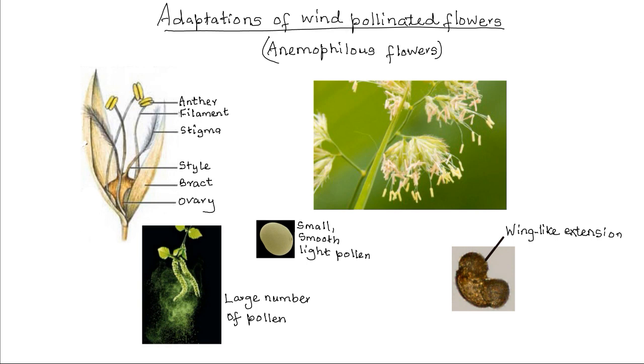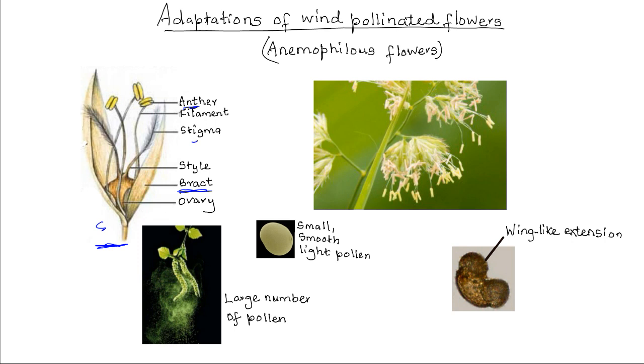First, wind-pollinated flowers have no petals, and if present, they are very small. Because the presence of petals may shelter the anthers and stigma from wind. So like in this flower here, this is a typical wind-pollinated flower. There are no petals as such. Instead, there are bracts. These bracts help to expose the anthers and the stigma to wind.